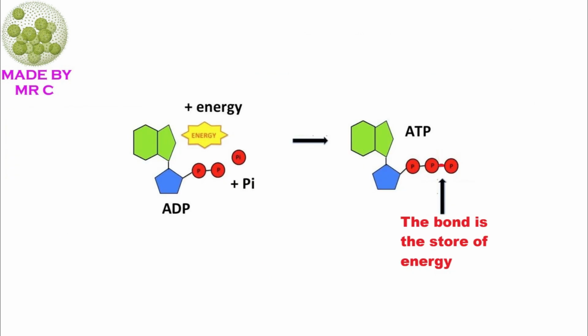ATP is the energy currency of a cell. By adding an inorganic phosphate, which is Pi, to ADP, we end up with ATP. The phosphate bond is the store of energy.